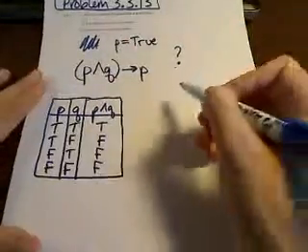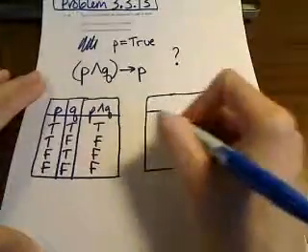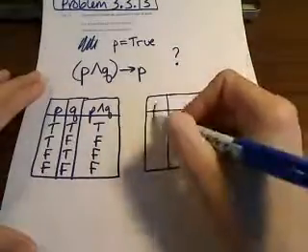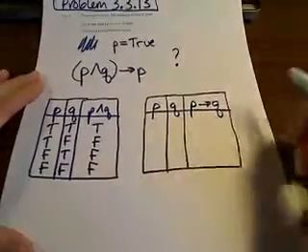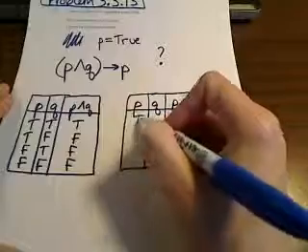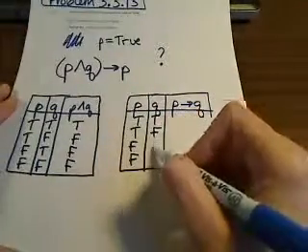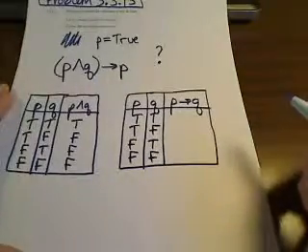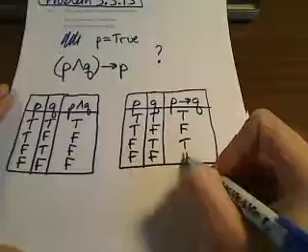But if we take a look at our conditional table, we have a P column and a Q column, and P implies Q. True, true, false, false, and true, false, true, false. Remember that our conditional table looks like this. It's true, false, true, true.